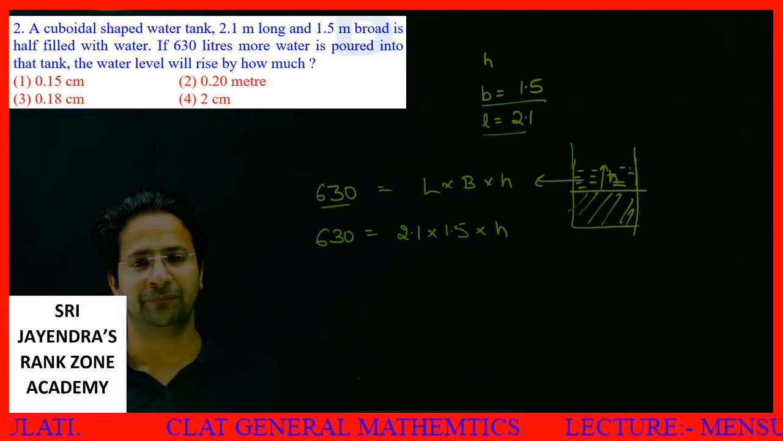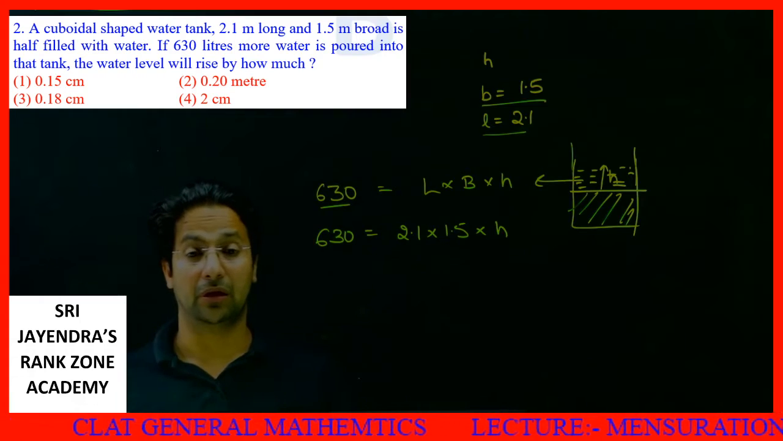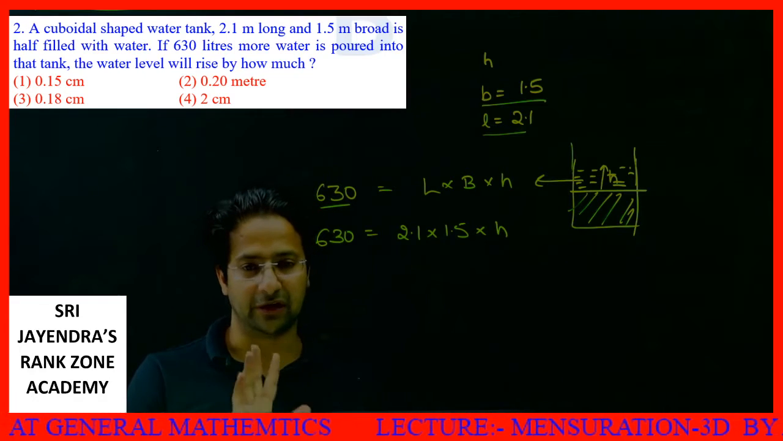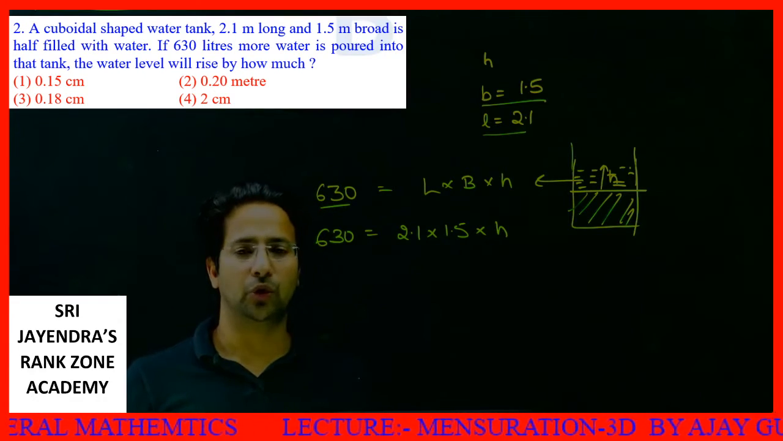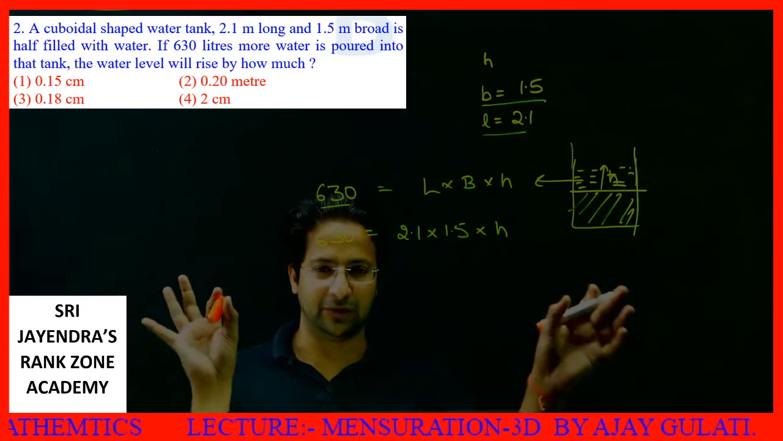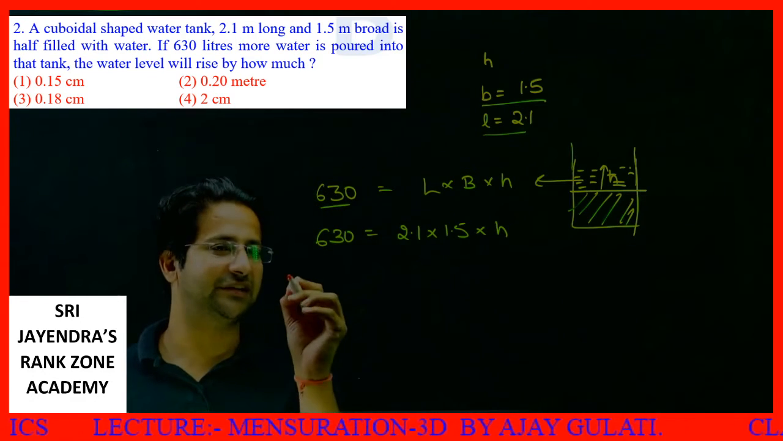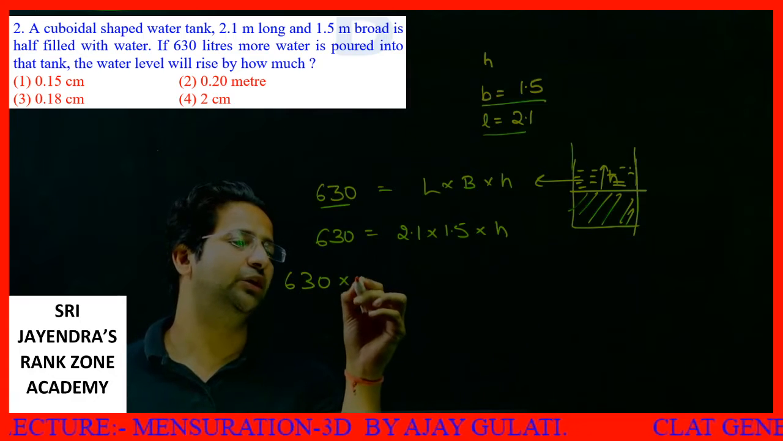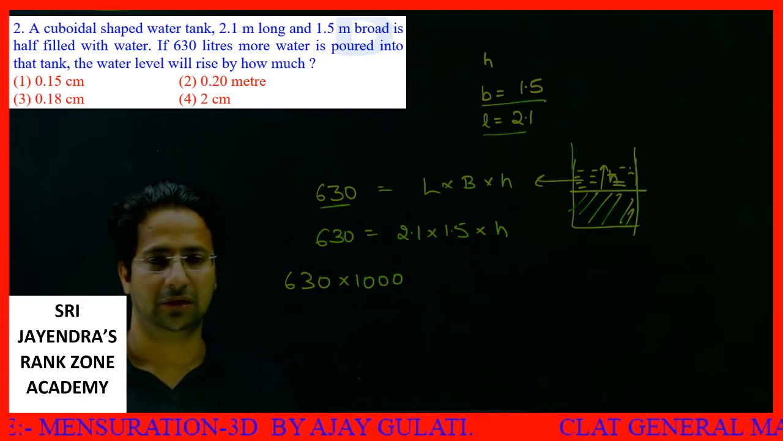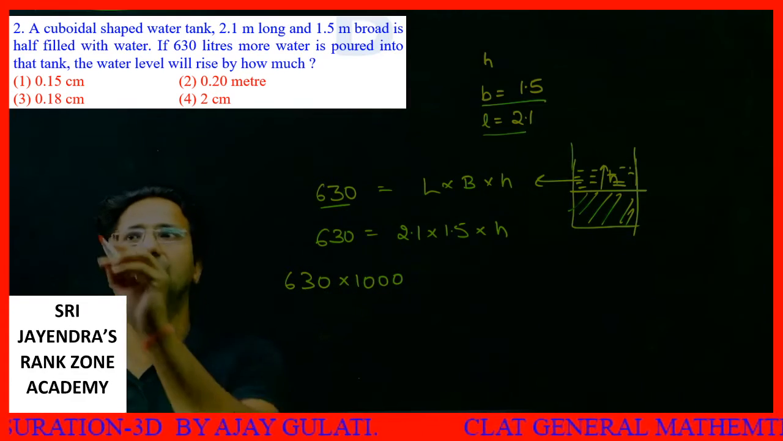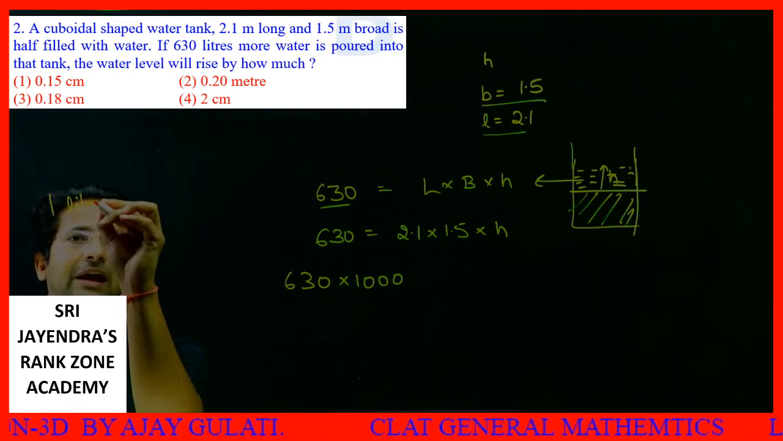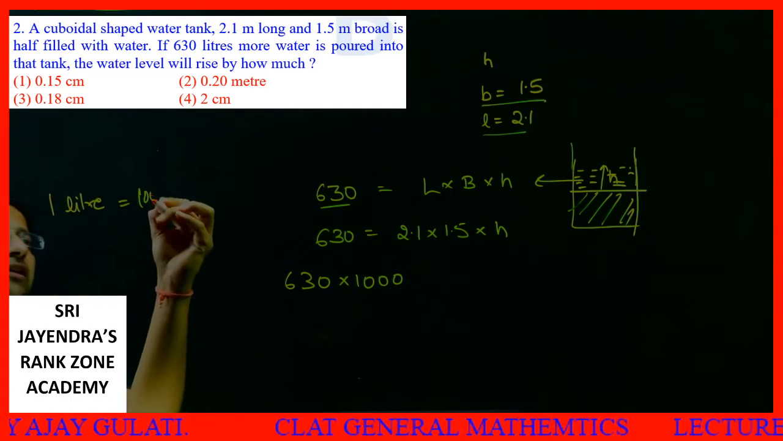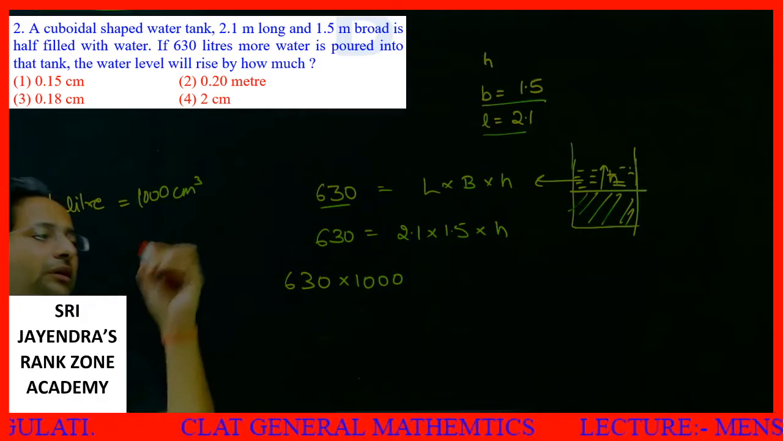Here everything is in, now students, be very careful. Let's convert everything into centimeters, things will be easy. This is liters. 630 liters is how much? 630 into 1000 centimeter cube. 1 liter is equal to 1000 centimeters cube. Students, kindly remember this thing. 1 liter is equal to 1000 centimeter cube.